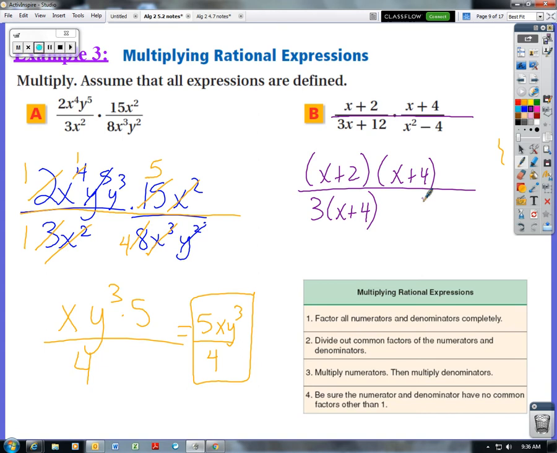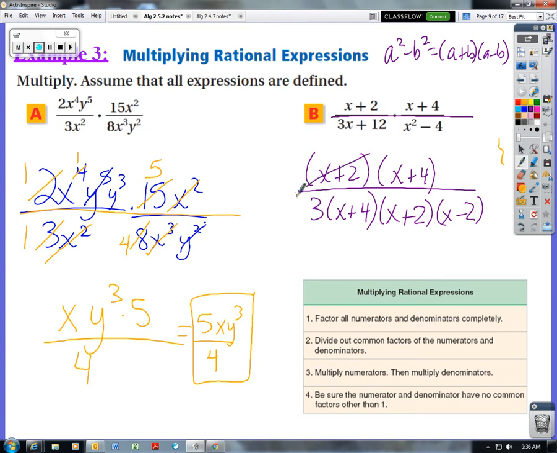And then x squared minus 4, remember that one? That's the difference of squares. That's the a squared minus b squared pattern, which is a plus b times a minus b. Hopefully you're getting to where you can recognize that. So that means you take the square root of x squared, which is x. You take the square root of 4, which is 2, and then you put one plus and one minus.